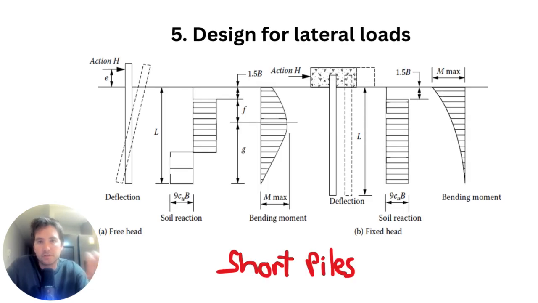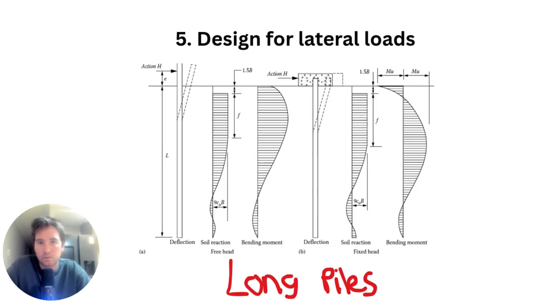Short piles are really defined by the way they fail, and that's that the pile doesn't fail by bending, it fails by the whole element rotating. On the left-hand side is a free head pile, on the right-hand side is a fixed head pile with a pile cap. Essentially the pile is too short to develop a plastic hinge where the maximum bending moment is experienced. Now, longer piles, as you can see here, do fail by a plastic hinge, if you will, where they're experiencing their maximum bending moment.